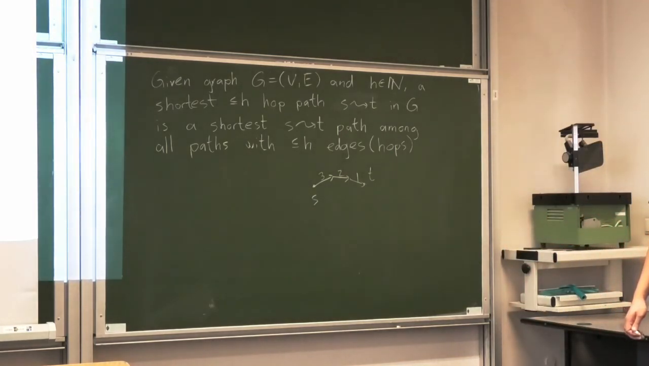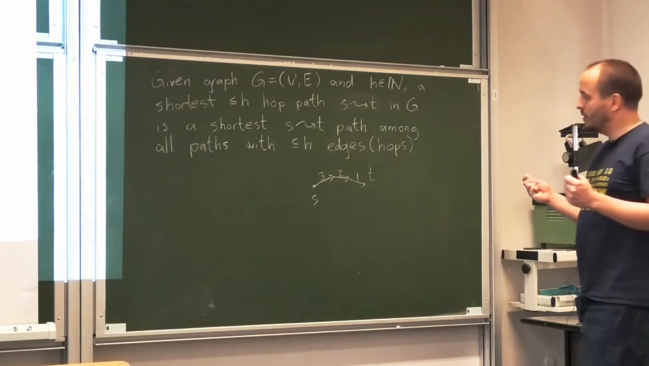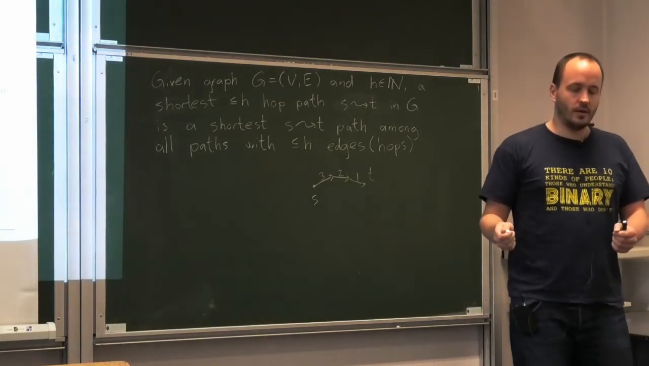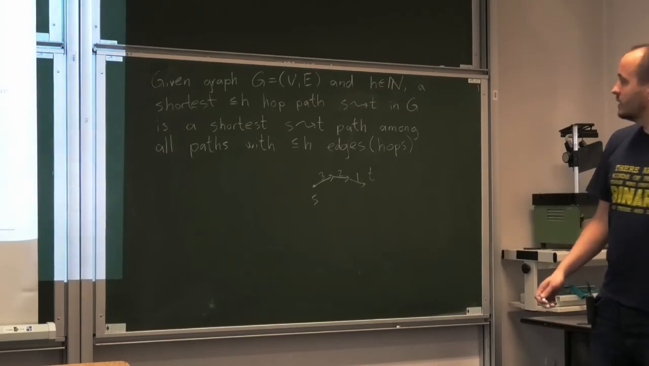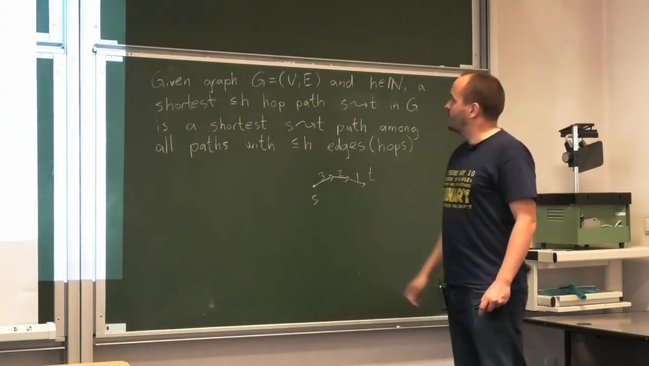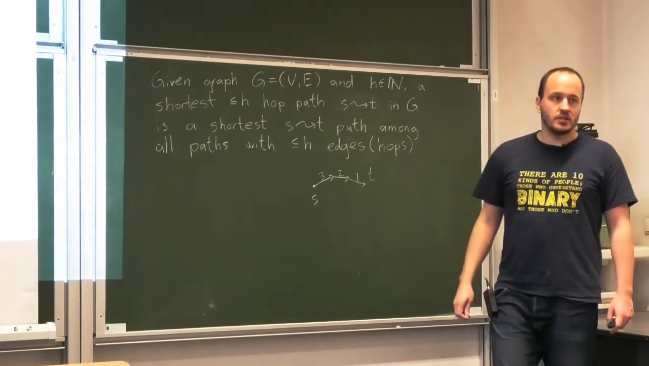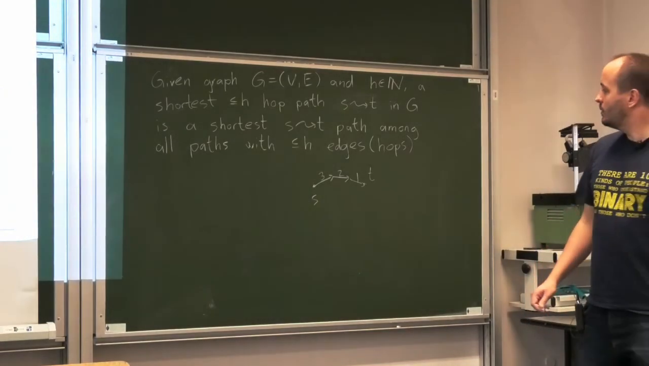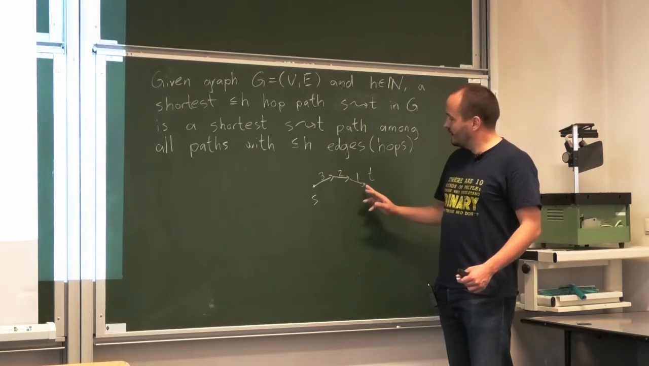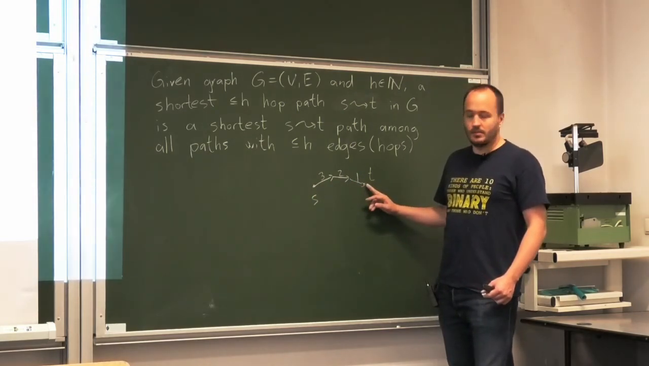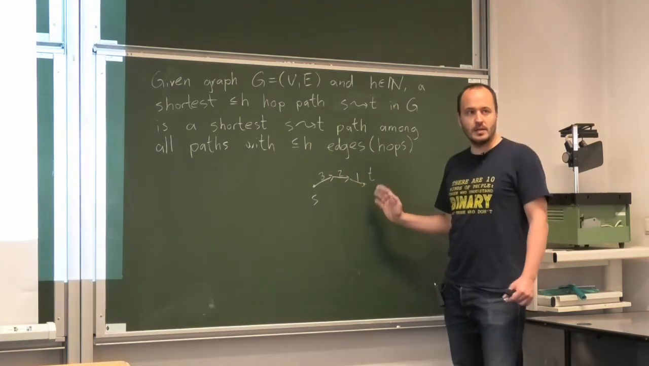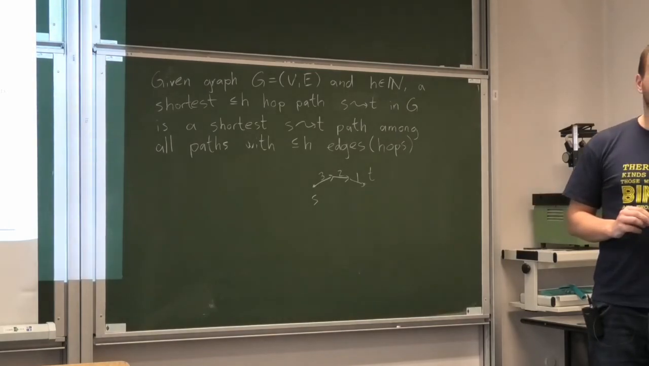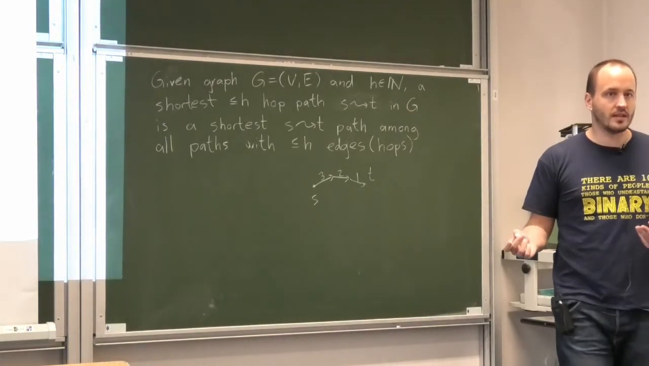Is the definition clear? Among all paths, if you just ignore the weight function, look at all paths with at most H edges. Now look at the weights of them and take the cheapest one. That's a shortest at most H hub path. How can you find such a shortest path? Can you do that with Dijkstra's algorithm? Well, if you run Dijkstra's algorithm from S, it will find a shortest path from S to T. But it doesn't care how many edges there are, it just cares about minimizing the weight. So you cannot use Dijkstra's algorithm to find these paths. Is that clear? I mean, we cannot use Dijkstra at least directly on the graph.